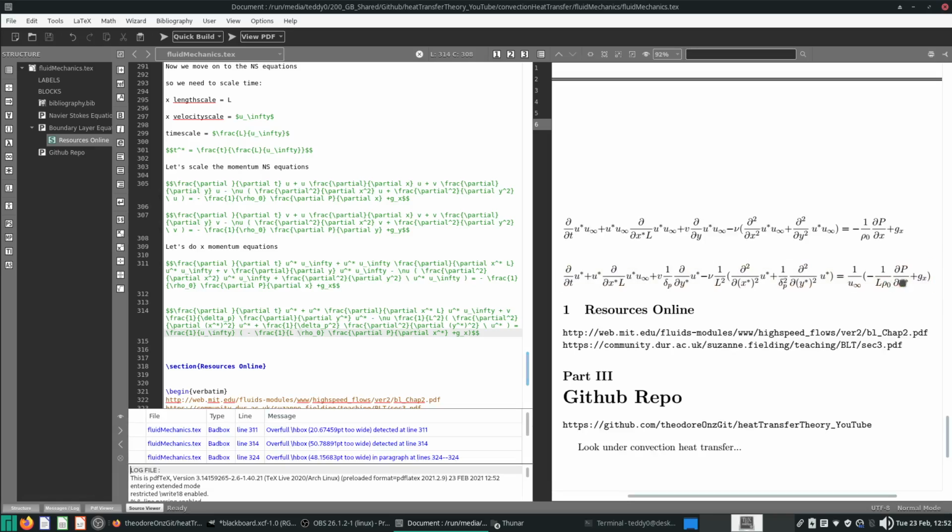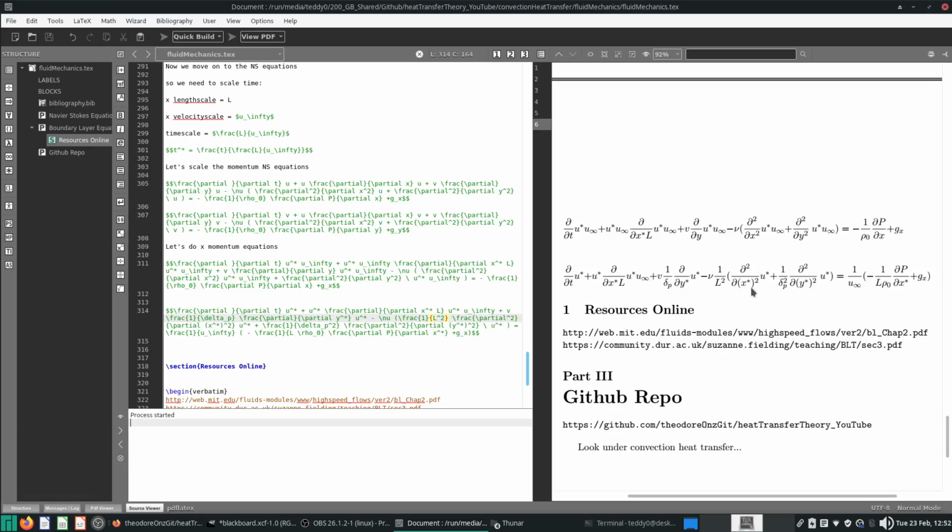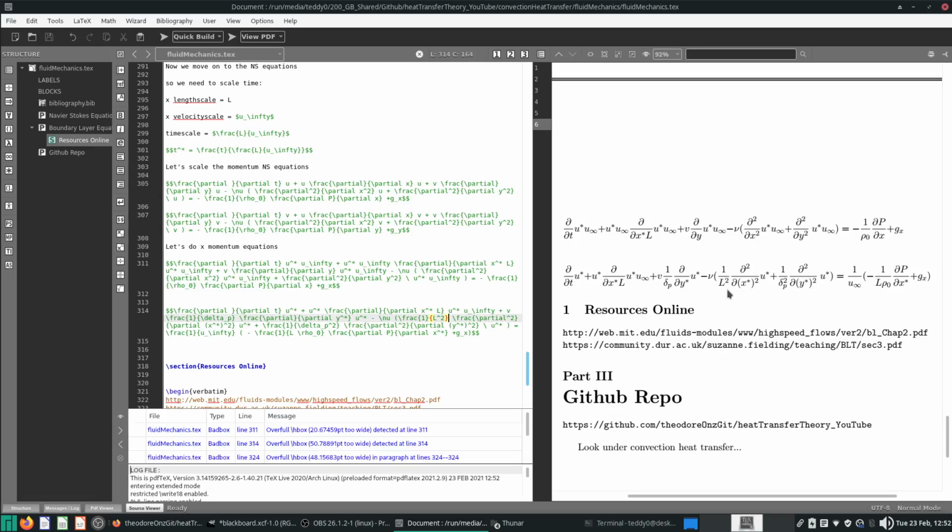So that's our equations partially scaled. I think I made a mistake here. This should not be outside the bracket. This should be inside the bracket. Alright, so now we are starting to see a little bit more of neatness, so to speak.